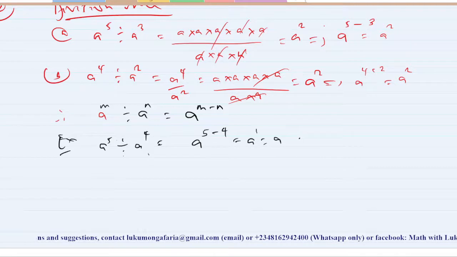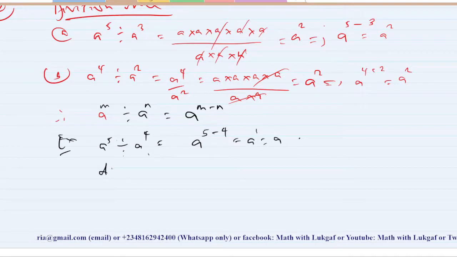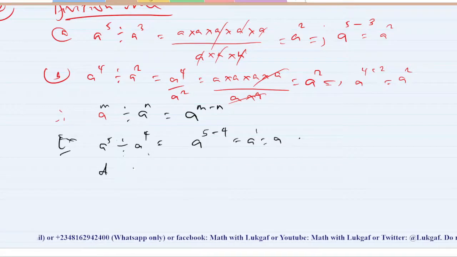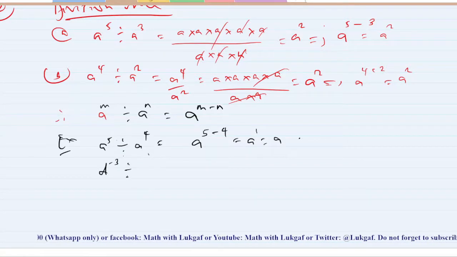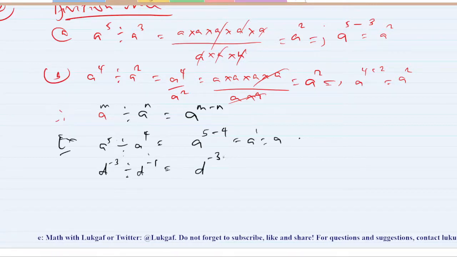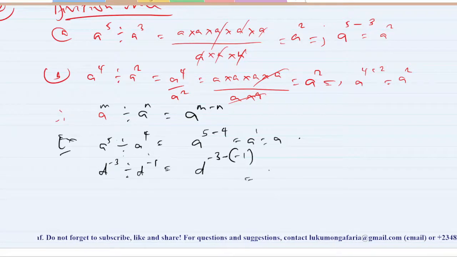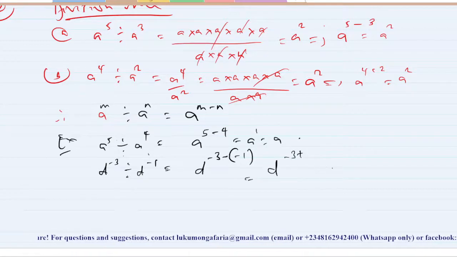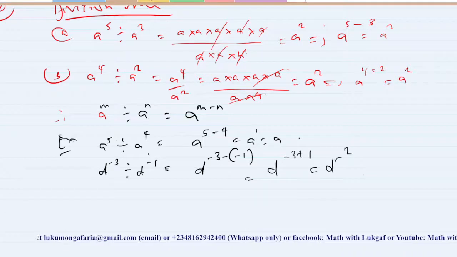So it is also true for negative index. For example, if I have d raised power minus 3 divided by d raised power minus 1, then this will give me what? d raised power minus 3. Since I have division, then it's going to be minus 1, and I'm going to have d raised power minus 3 plus 1, which is equal to d raised power minus 2. So that's that. It is not difficult.